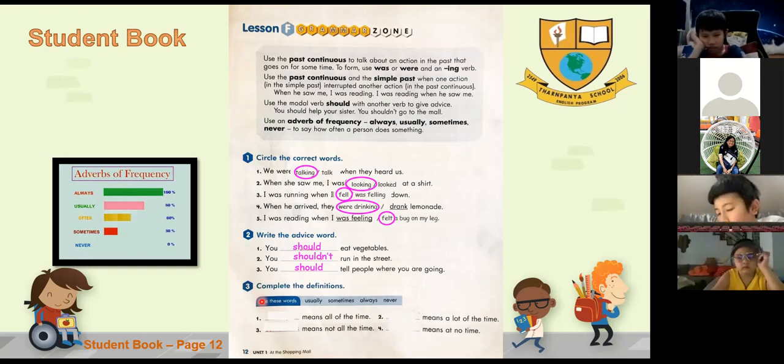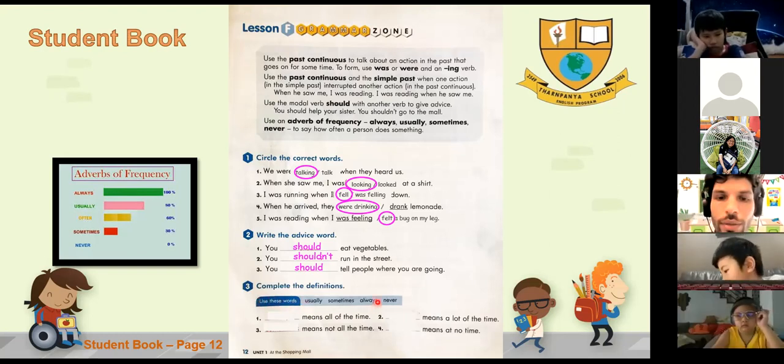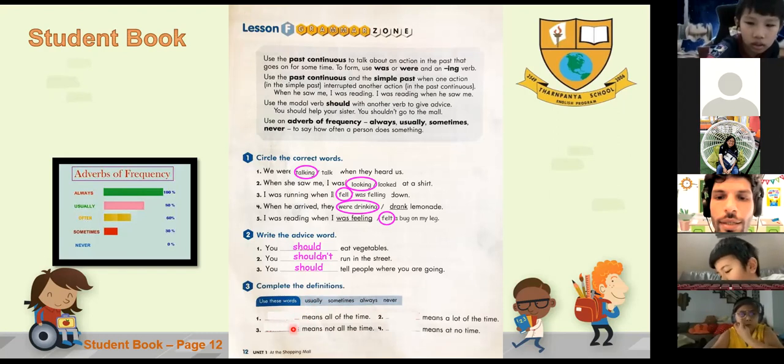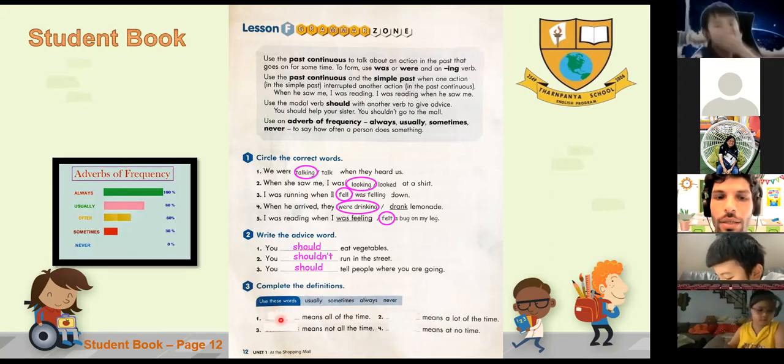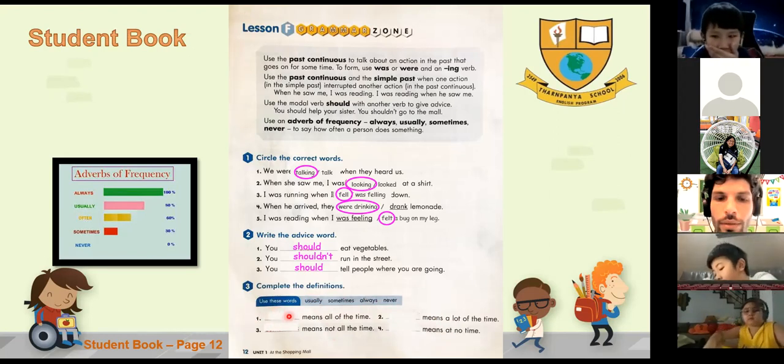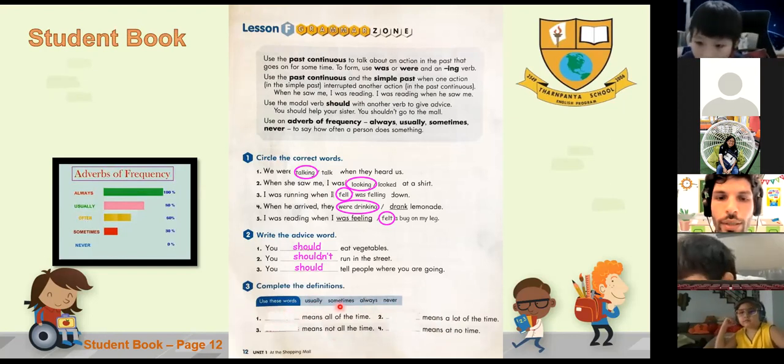So what we are going to do now is to use these words, usually, sometimes, always, and never, to complete these 4 sentences. I'm going to read all the options first, and then I want you to think which is the right word to complete the sentence. So let's start with number 1. We have to complete the sentences again using usually, sometimes, always, and never.